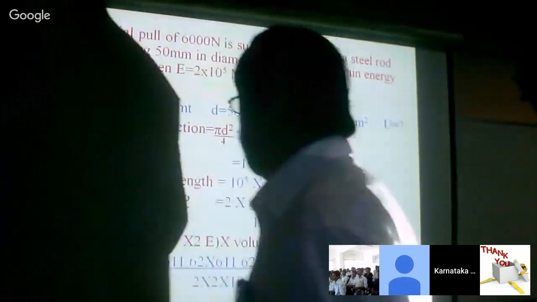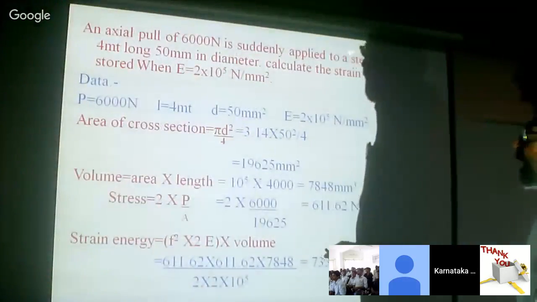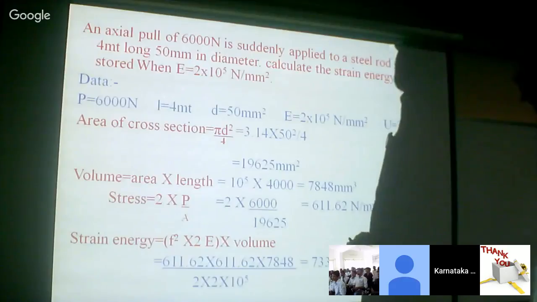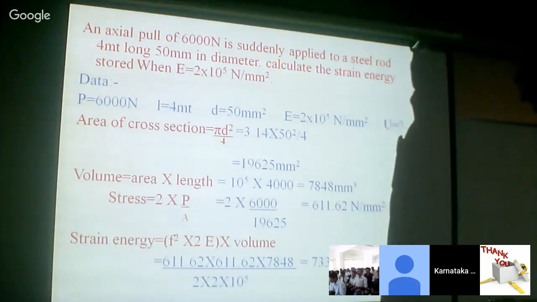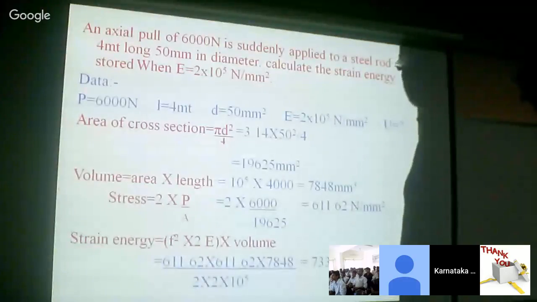So one more problem, let us solve this. An axial pull of 6000 newton is suddenly applied to a steel rod 4 meter long, 50 mm in diameter. Calculate the strain energy stored when Young's modulus is 10 to the power of 5 newton per millimeter square. So, we calculate it.